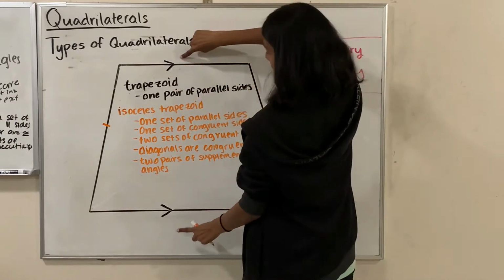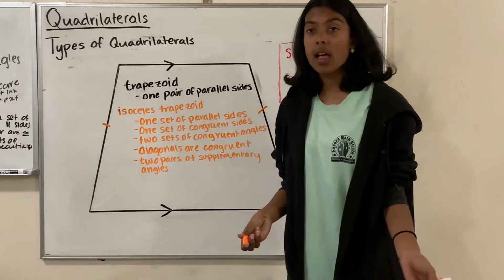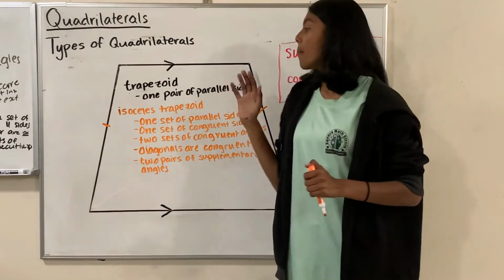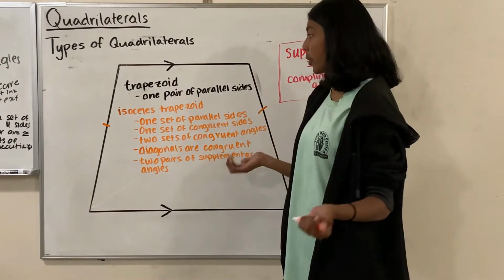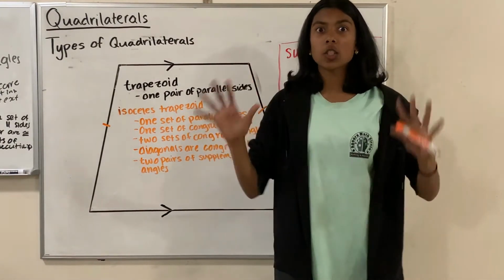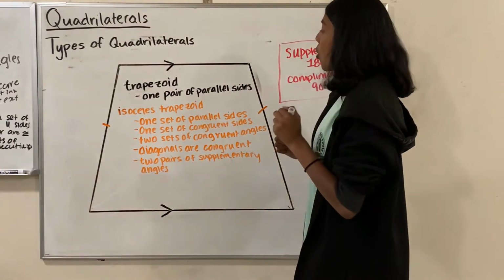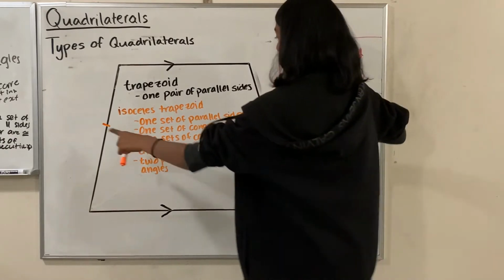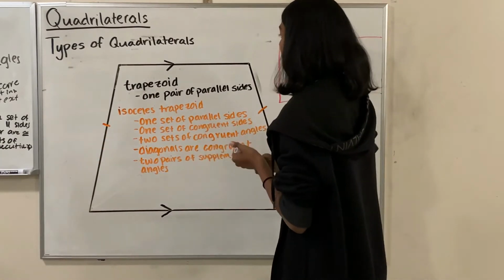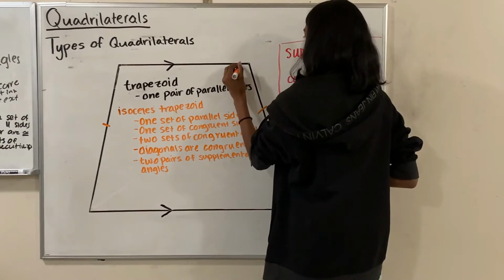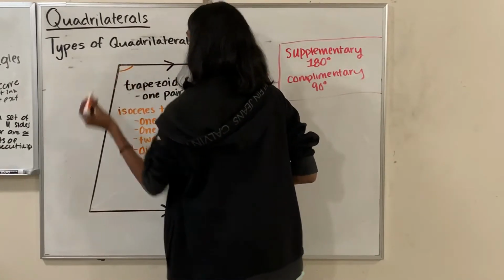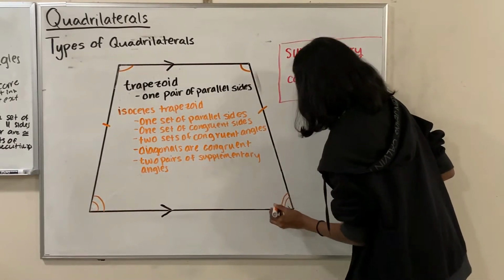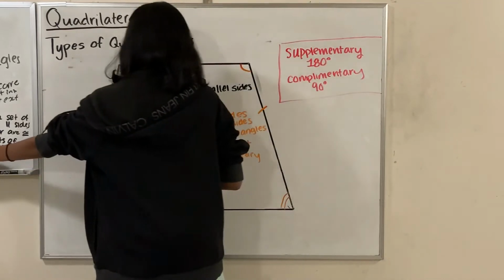By the way, these arrows mean that they're parallel, and these ticks mean that they're congruent. But let's say I make these 2 congruent. From then, we have an isosceles trapezoid. That means we have one set of parallel sides, our bases, one set of congruent sides, which are these 2, 2 sets of congruent angles, meaning this and this are congruent, and these 2 bottom ones are congruent. Then our diagonals are congruent.